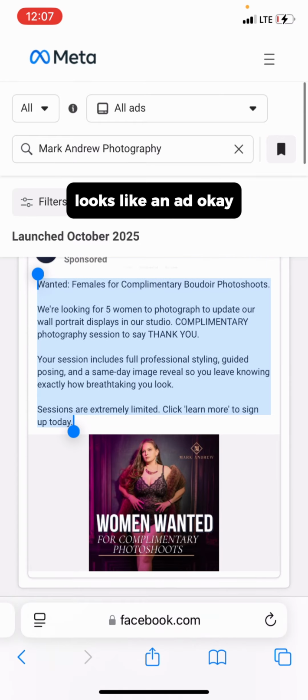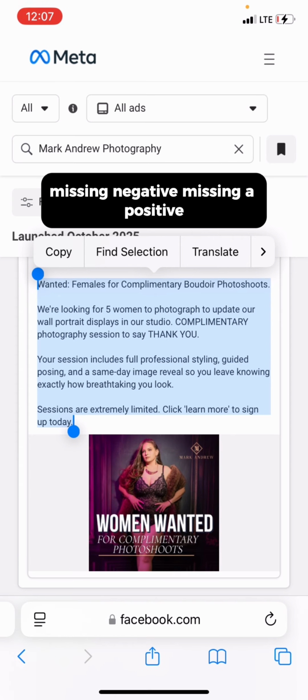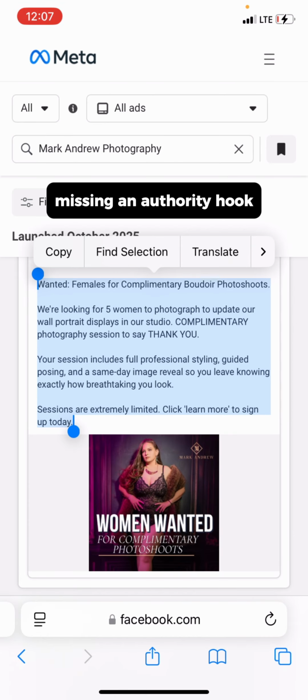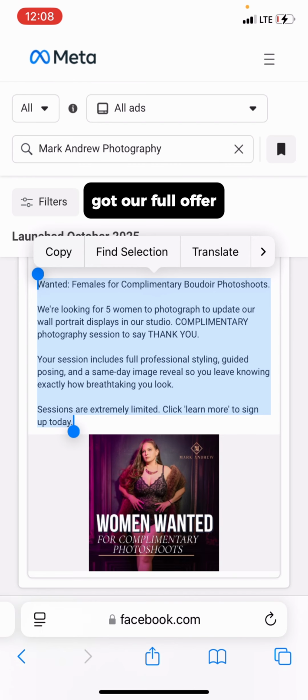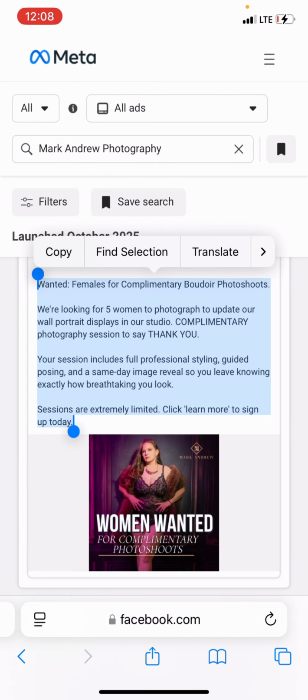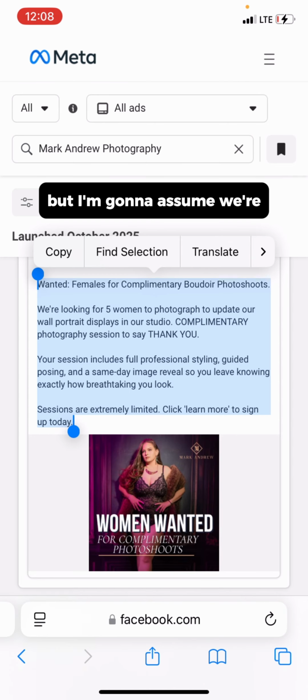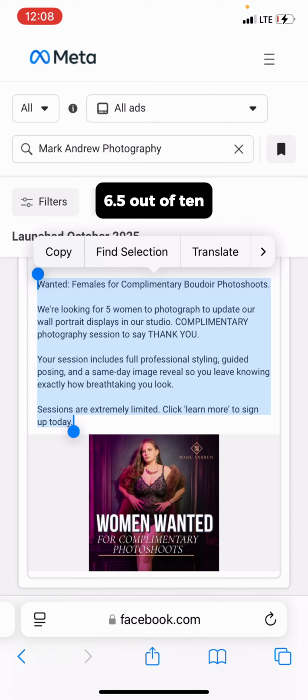So we got mistake 1, looks like an ad. Okay, mistake 1, we got a who, nice. Missing a negative, missing a positive, missing a hesitation / roadblock, missing an authority hook, missing a story / narrative. Got our full offer. Nothing below the creative, perfect. And half a mistake because we don't know actually what objective we're using. But I'm going to assume maybe we're using leads, I don't know. So let's see, 6.5 out of 10.